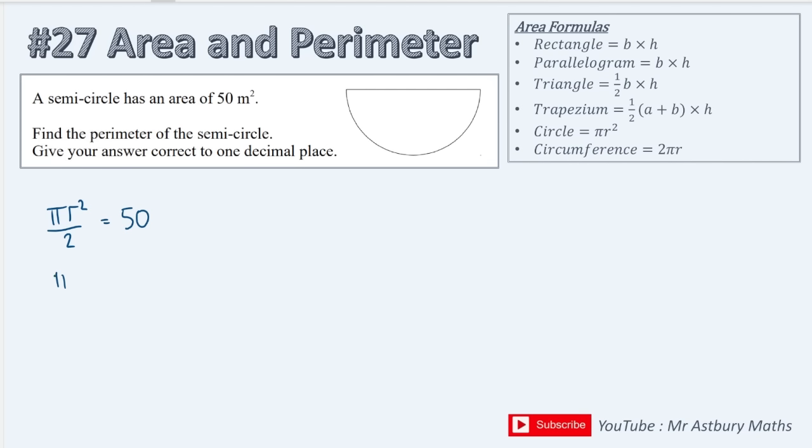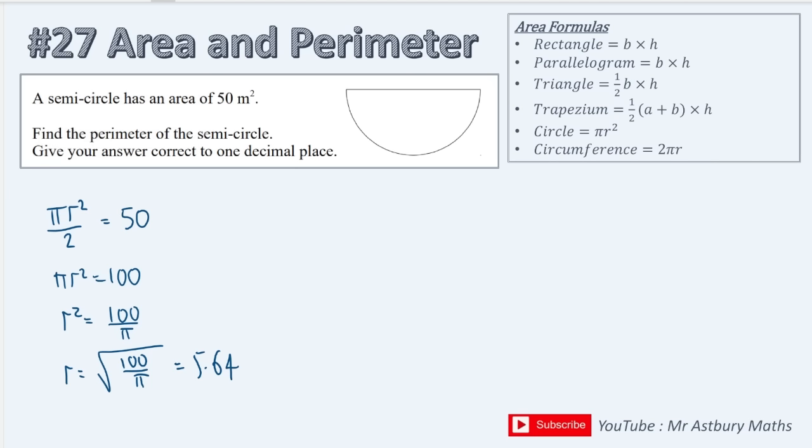So I times both sides by 2. I'm then going to divide by pi. And I'm then going to square root to get my value for the radius. And this gives me 5.64.